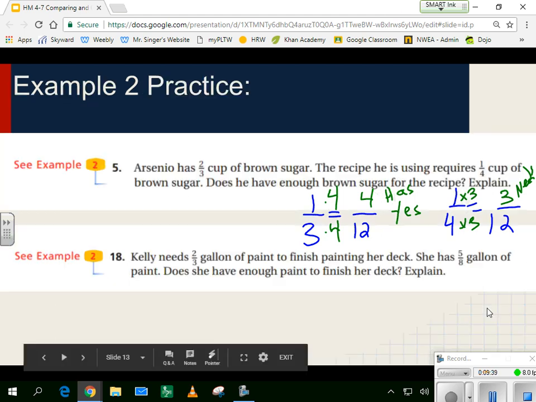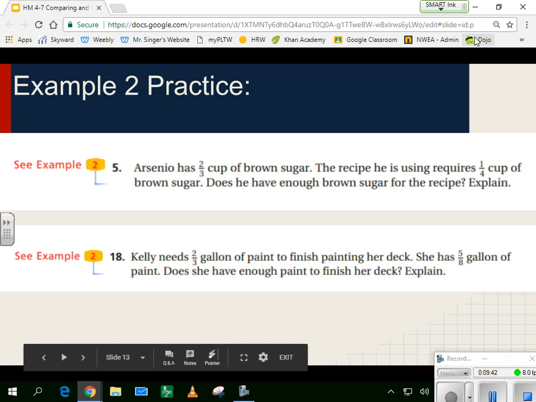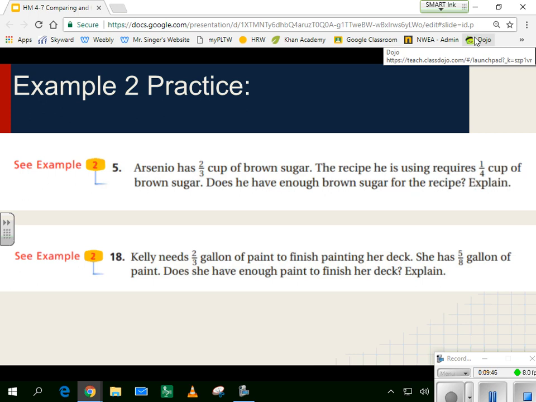All right. Now we did some with me. It's time for you to do 2 on your own. Figure out if Arsenio has 2/3 cups of brown sugar and he needs 1/4 cup, does he have enough? Show your work to explain. And for the other one, Kelly needs 2/3 gallons of paint to finish painting the deck. She has 5/8. Does she have enough paint to do it? You've got to make common denominators and then figure out if your numbers work. Come back when you're done.